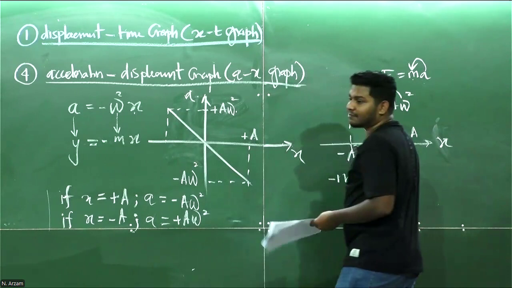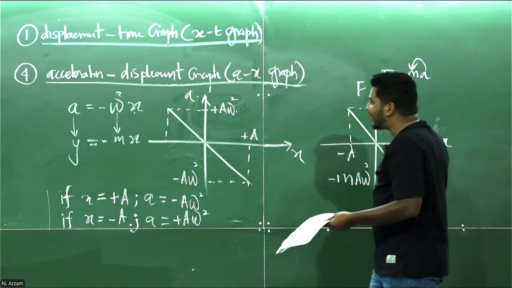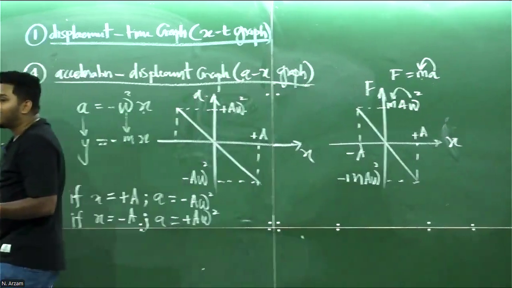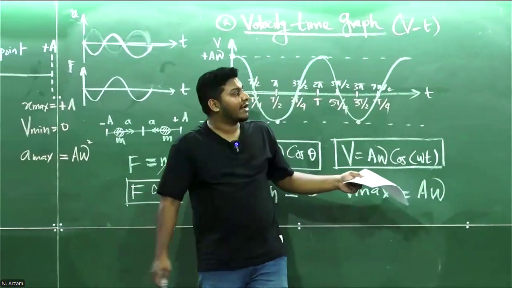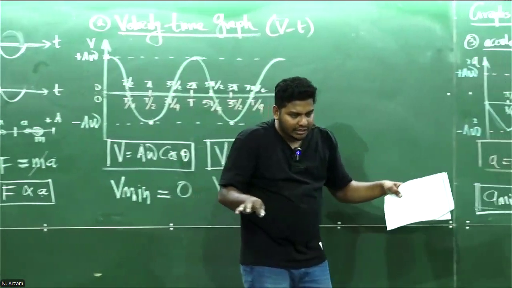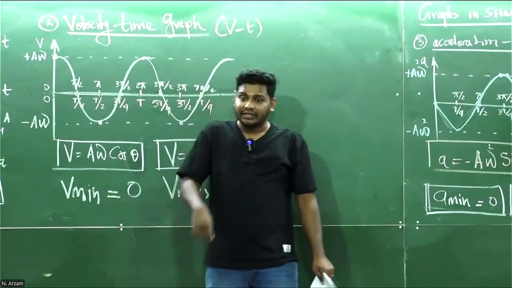Why? Because the x-axis is constant. That's not changing, right? Okay. So this is how we can draw the Ft and Fx graph as well. So these are the graphs you can see in your simple harmonic motion question paper.